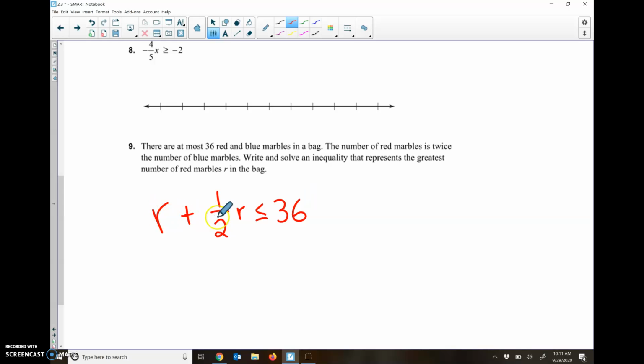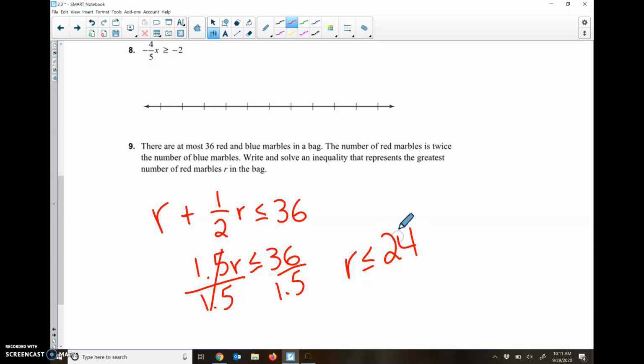Okay, so I have r plus 1/2 r, which ends up being 1.5 r. Has to be at least, or at most, 36. I divide both sides by 1.5. That gives me 24. So at most there's 24 red ones, which means that if there's 36 total, the most that there could be are 12 blue ones.